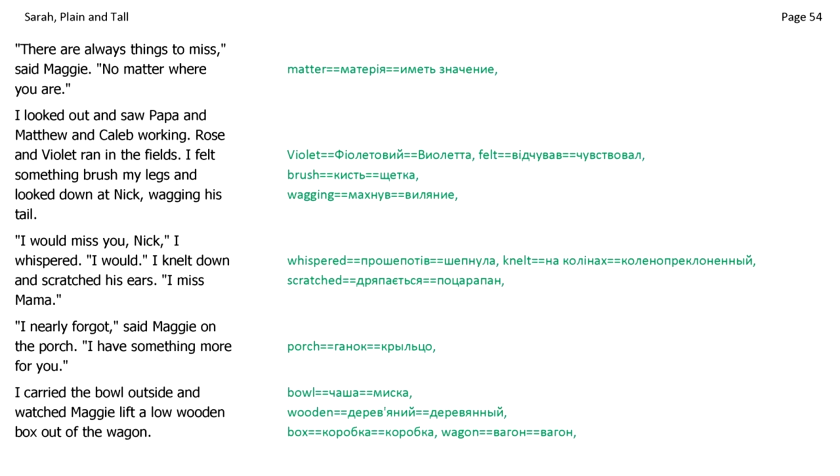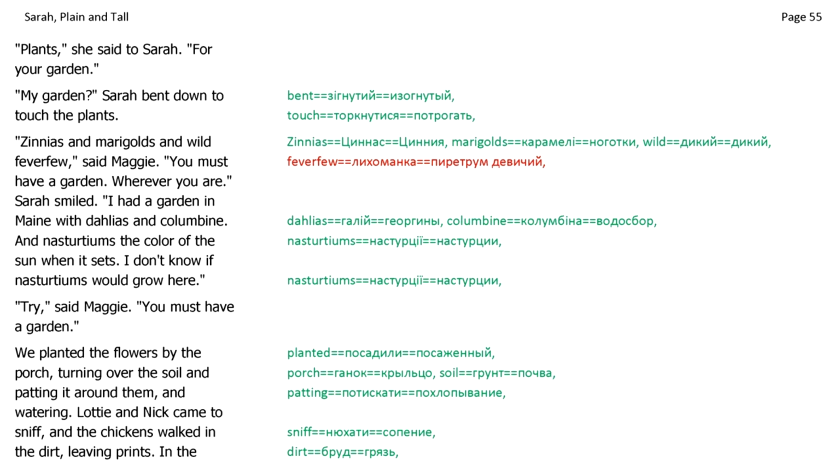I carried the bowl outside and watched Maggie lift a low wooden box out of the wagon. "Plants," she said to Sara, "for your garden." "My garden?" Sara bent down to touch the plants. "Zinnias and marigolds and wild feverfew," said Maggie. "You must have a garden, wherever you are." Sara smiled. "I had a garden in Maine with dahlias and columbine, and nasturtiums the color of the sun when it sets. I don't know if nasturtiums would grow here." "Try," said Maggie. "You must have a garden."